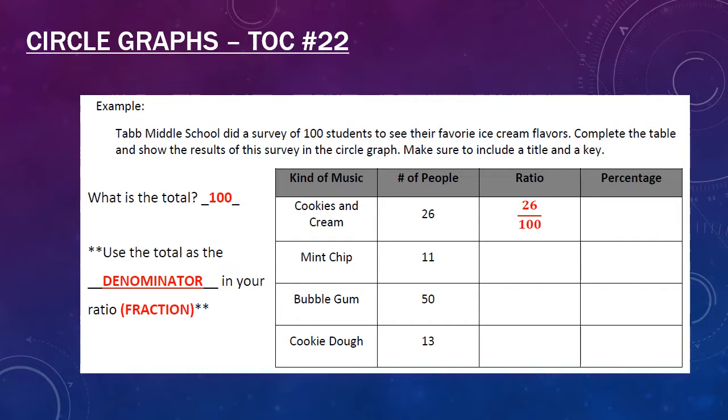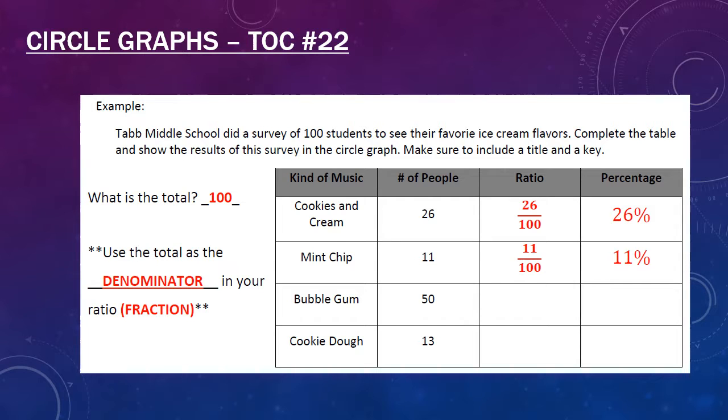I did not simplify this one. You could, but I did not. If I did, it's going to be very close to 1/4. So take your 26, make it your percent because it's over 100. Mint chip is 11 out of 100, and that makes 11%.